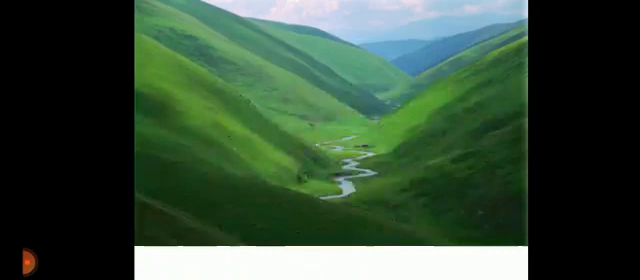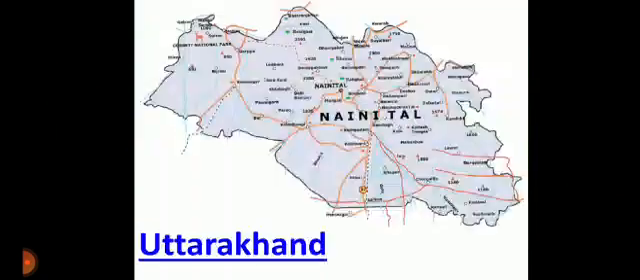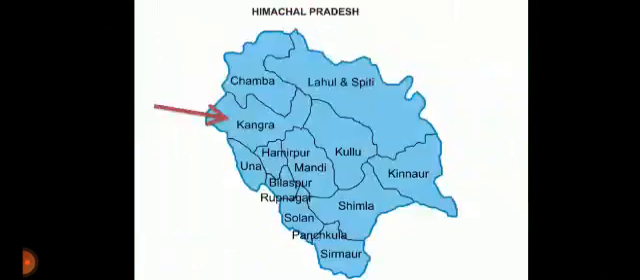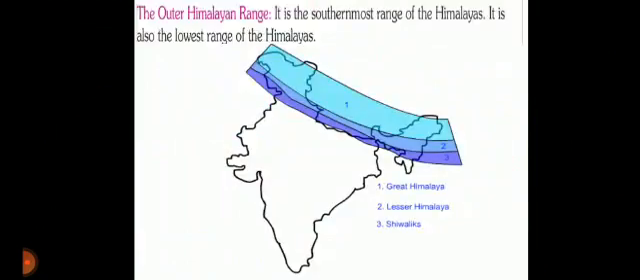This is a valley. Here you can see Nainital, which is in Uttarakhand. Then Kangra, which is in Himachal Pradesh.